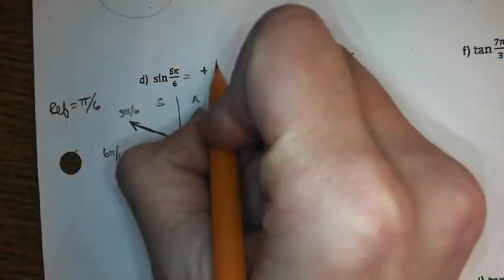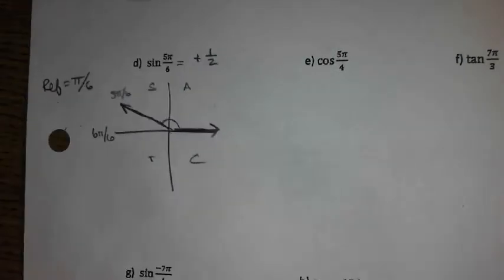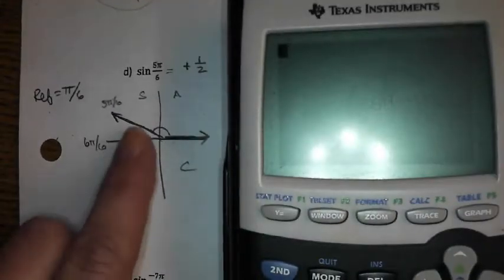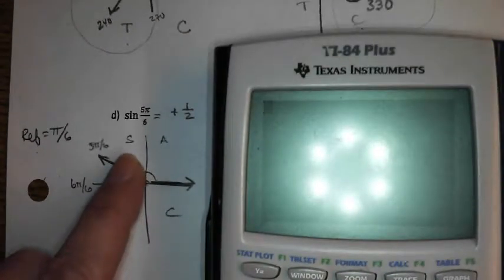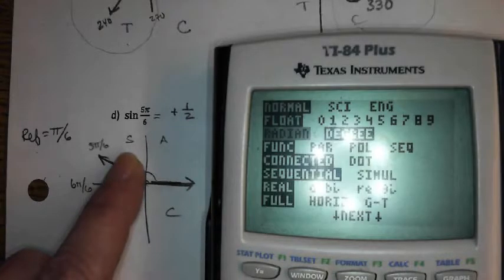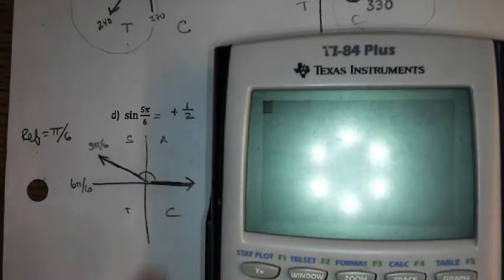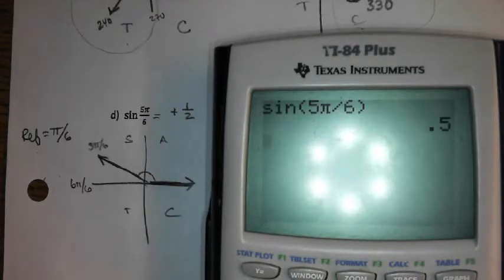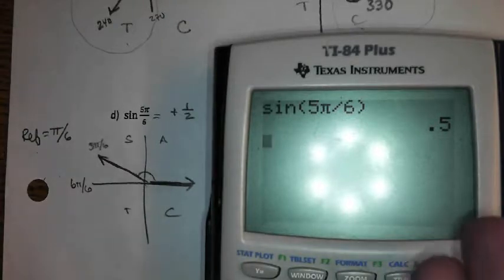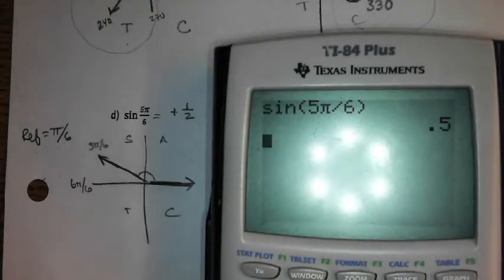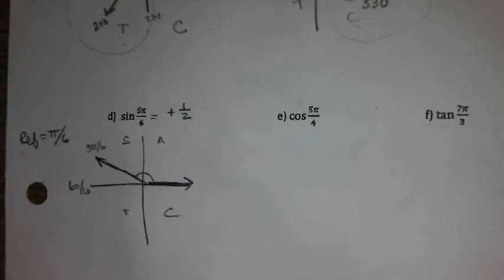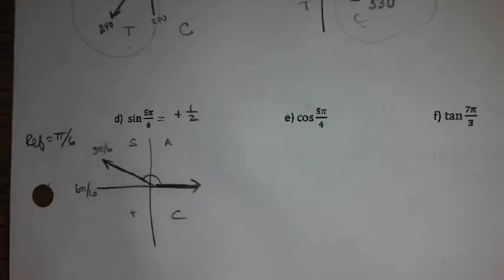So your answer, 1/2. Just to prove it to yourself on your calculator, what mode should I be in? Radians. So switch back. The sine of 5 pi over 6, 1/2. This decimal you could change to a fraction pretty easily because there's no radical involved. Good? Try E on your own.